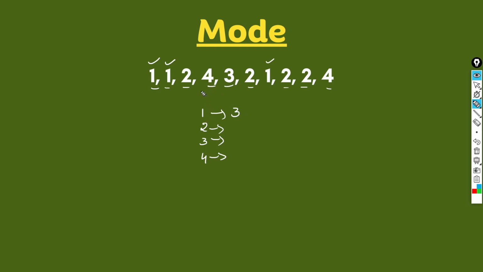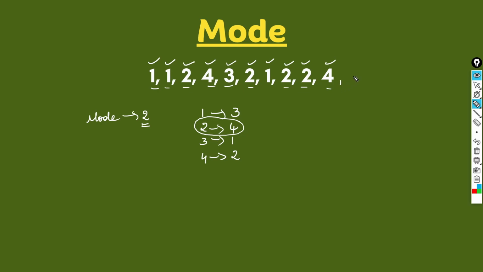Now let us see frequency of 2. 1, 2, 3 and 4. So 2 is repeating 4 times. That means frequency of 2 is 4. Now let us see frequency of 3. 3 can be seen only once in the data. So frequency of 3 is 1. Now if we take 4, frequency is 2. So if you carefully observe, 2 is the number which has got highest frequency. That means in this given data, 2 is repeated most of the times, that means 4 times. So for this data, mode is 2, because 2 has the highest frequency in this data.